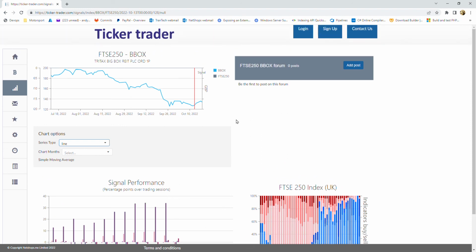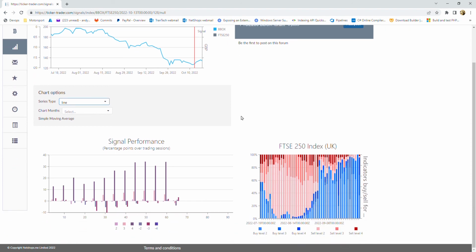So some very powerful information there for you, and that is how you use a ticker trader signal and what the 2, 3, 4 means. A 2 signal means 2 indicators generated that signal, a 3 means 3 indicators, and a 4 signal means 4 indicators. And as we can see, the level 4 for this stock generates the biggest return.